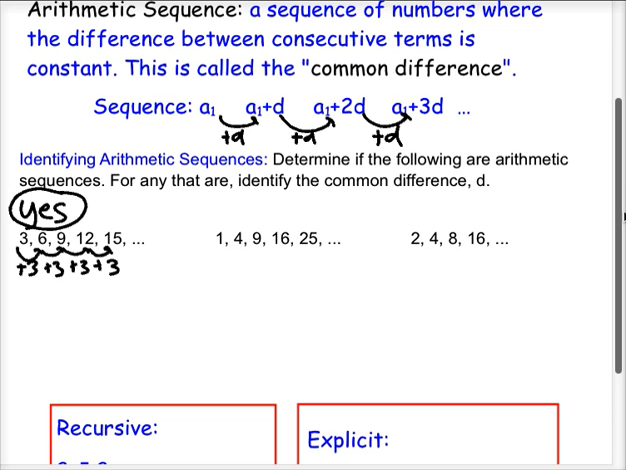And what is the common difference? Well, here the common difference is 3. So let's check our next one. Going from 1 to 4. All right, we're adding 3.